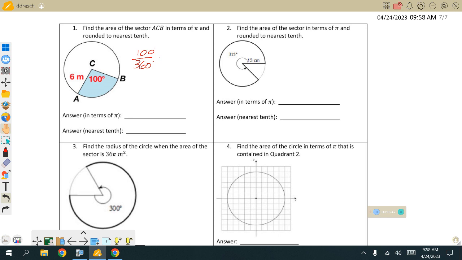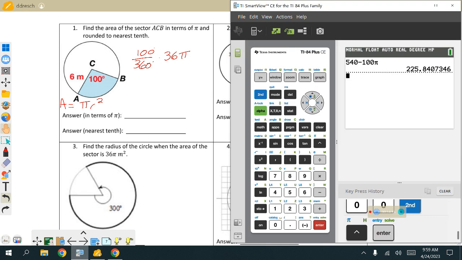I always do off the side real quick the area of a full circle, or the circumference of a full circle, depending on what formula I need to use when. But pi r squared. Now you all can do that in your head very easily. Radius is 6, so 6 squared is 36 pi. And then that's it. Go to your calculator. Probably can do that in your head too.